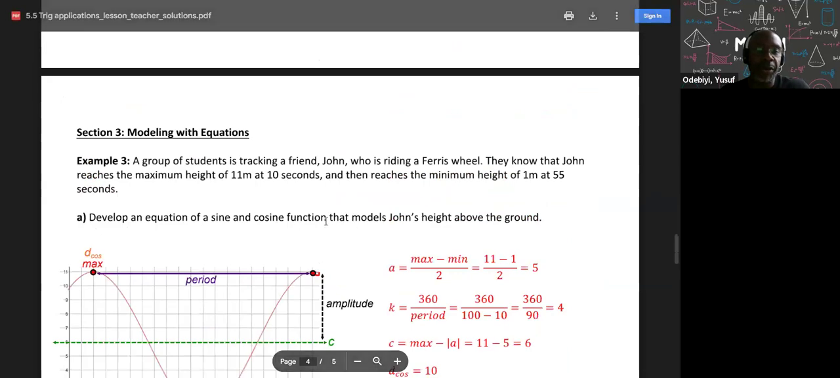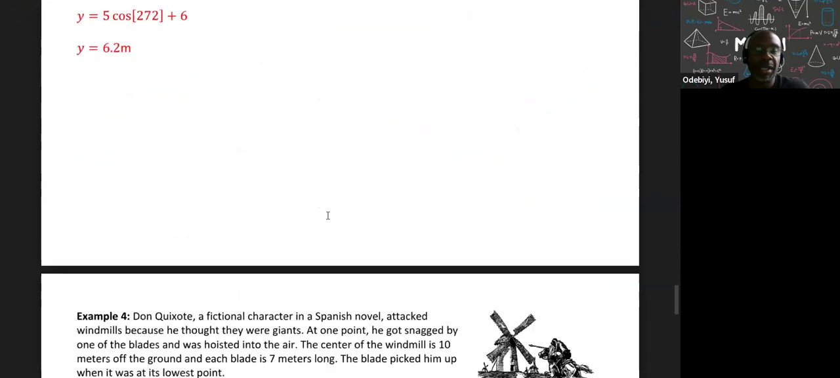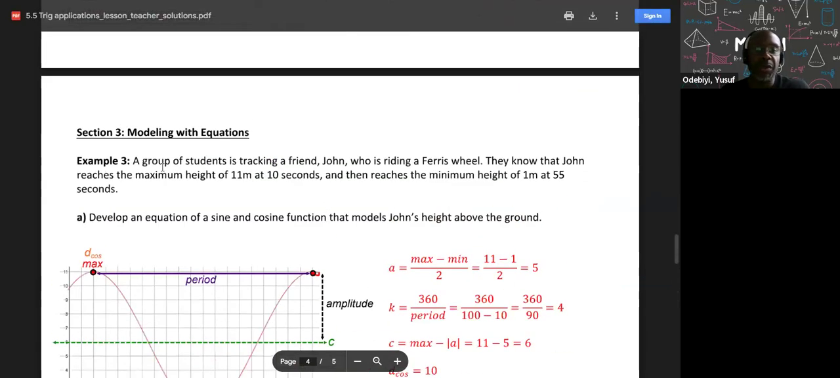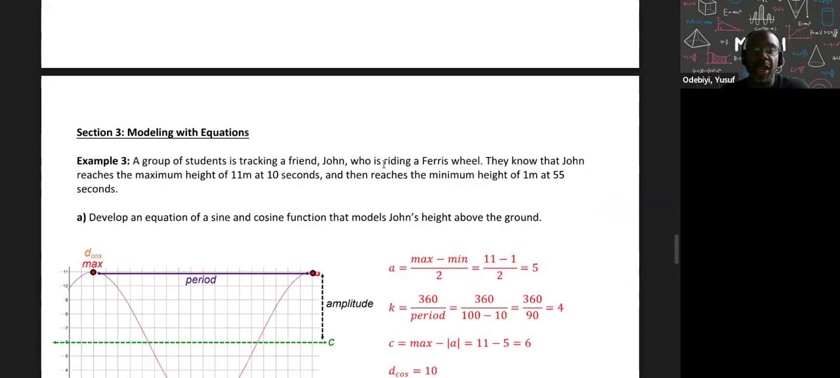This one here, you know what? We'll go through this one. This is the last example, I believe. Yeah, we'll go through this example here. So a group of students is tracking a friend, John, who's riding on a Ferris wheel.